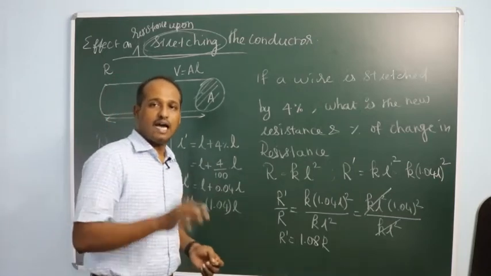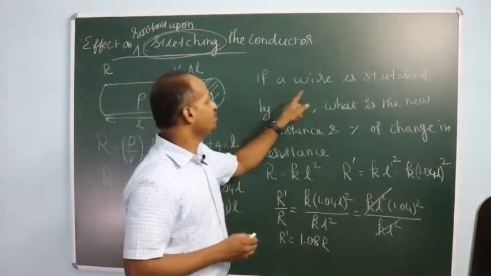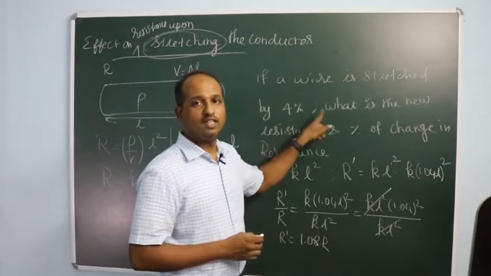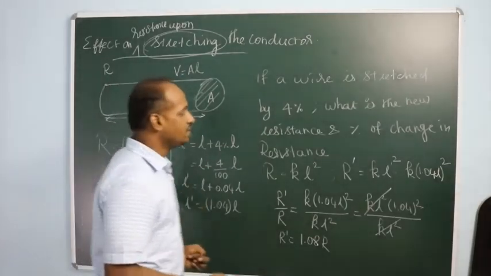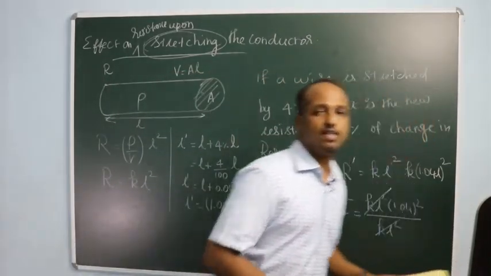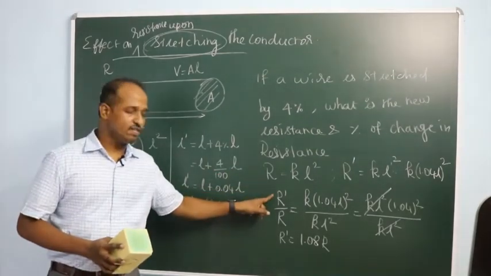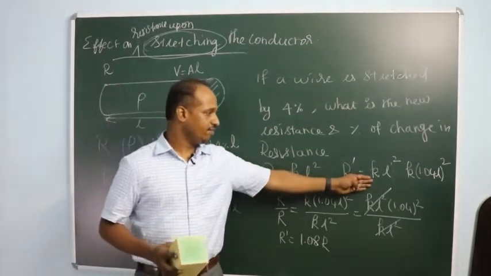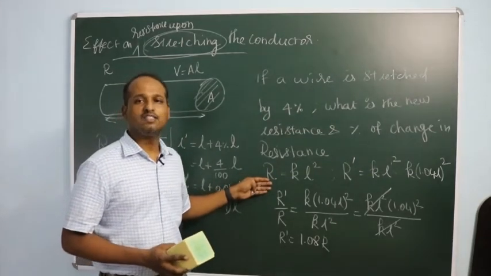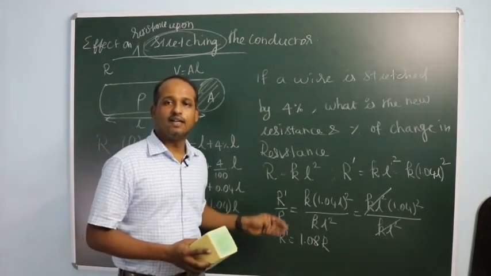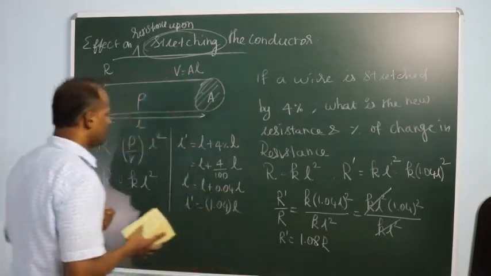What if they ask the percentage of change in resistance? If a wire is stretched by 4%, what is the percentage of change in resistance? For that, you can use even a shorter method. The shorter method means you always divide the final equation, the later equation, by the initial equation, the former equation, and then subtract 1 on both sides and then multiply by 100.